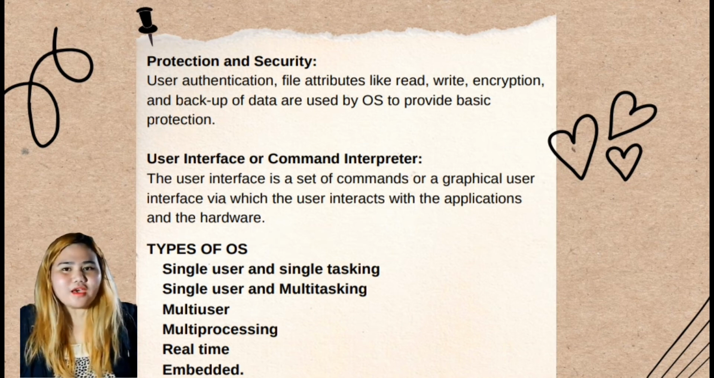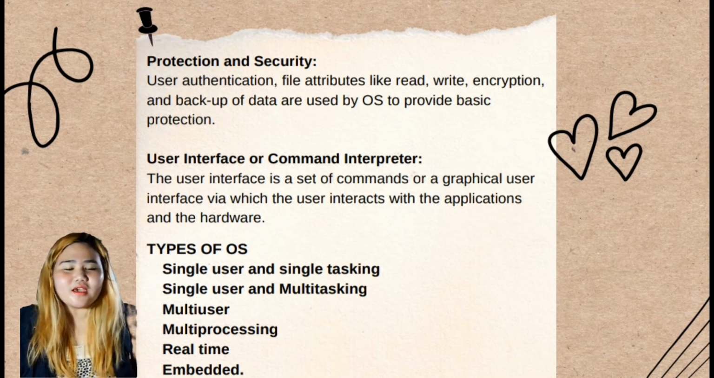Types of OS. OS are classified into different types depending on their capability of processing: single user and single tasking, single user and multitasking, multi-user, multiprocessing, real-time, and embedded.